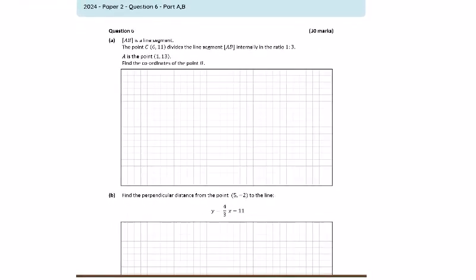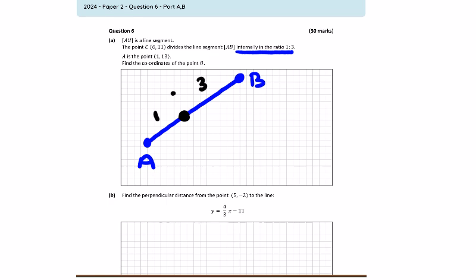Looking at 2024 first. AB is a line segment. Let's just draw this line segment, AB. C divides the line segment internally in the ratio 1 to 3. So we can put the point C on, approximately 1 to 3 here. A is the point (1, 13).